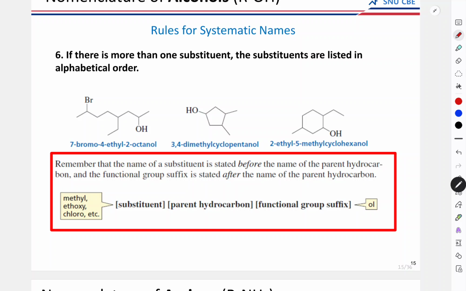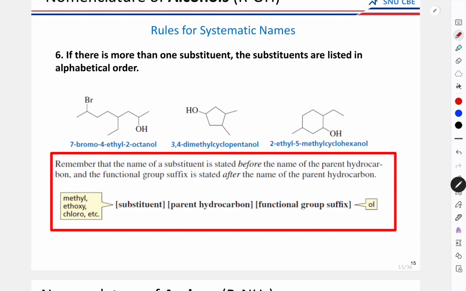Right, and this is the general structure of naming. Remember that the name of the substituent is stated before the name of the parent hydrocarbon, right? But the functional group suffix should be stated after the name of the parent hydrocarbon. So you have the functionality suffix and the substituent, and in the middle you have the parent hydrocarbon. So you should call out the substituent first, the parent hydrocarbon, followed by the functional group suffix. Right? That's the general structure, the general rule for naming the systematic name. Okay.